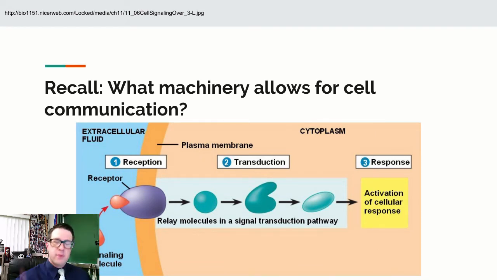So, from last time, what do cells do to communicate? We need to have three components. Component number one, we need to have a signal that binds to a receptor. Component number two, we need to have a transduction pathway. Component number three, we need to have some type of response.